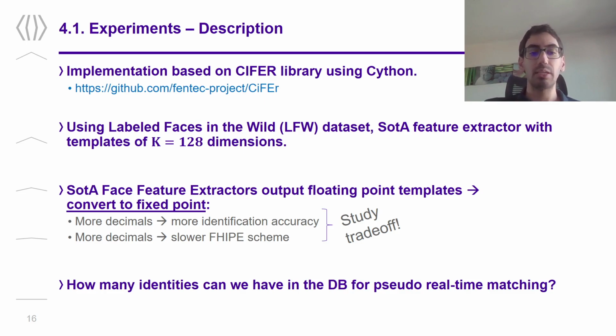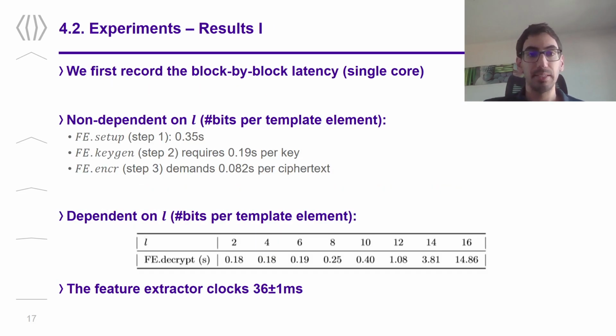Finally, we'll keep one question to be answered in our setup, which is how many identities can we have in the database while still having pseudo real-time matching. And when we said pseudo real-time, we almost arbitrarily set that to be up to 5 seconds. So let's jump into the results.